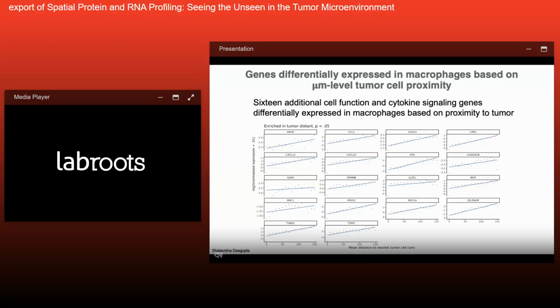For example, could we manipulate CCL2, CXCL14, or IL-1 signaling to push M2 macrophages further away from tumor cells? We're currently pursuing functional studies to test these hypotheses and others using model systems. And had we not been able to transcriptionally profile individual macrophages in a spatially resolved manner, it would have been nearly impossible to make these observations.